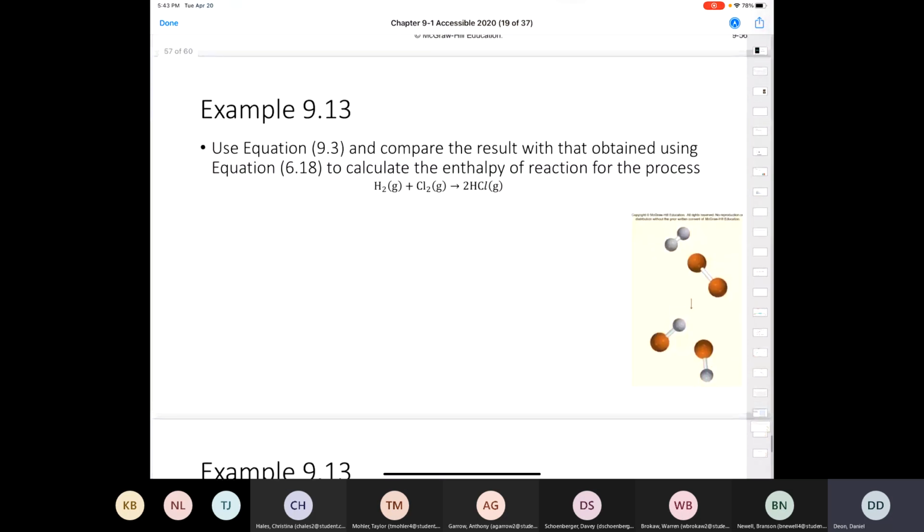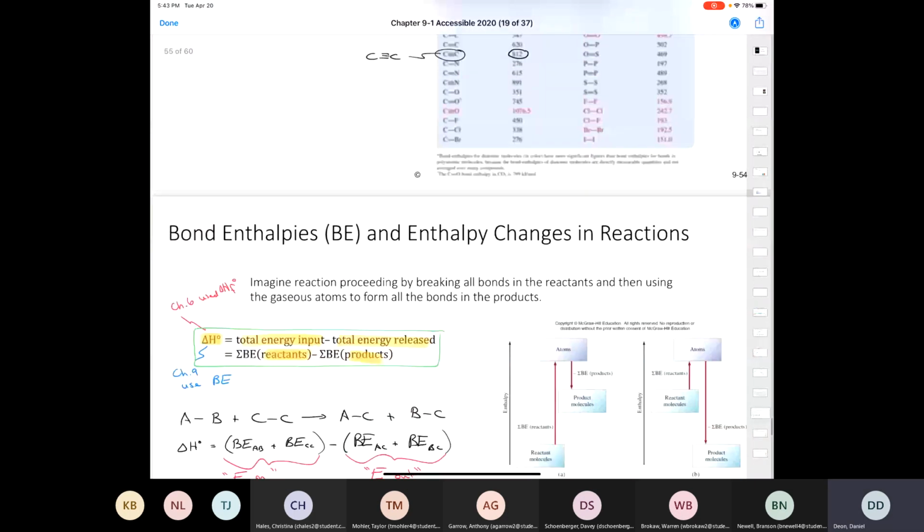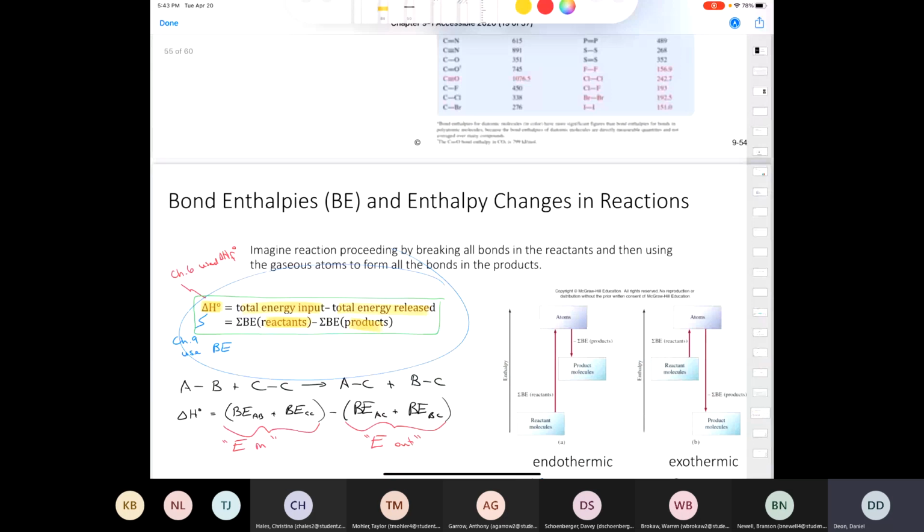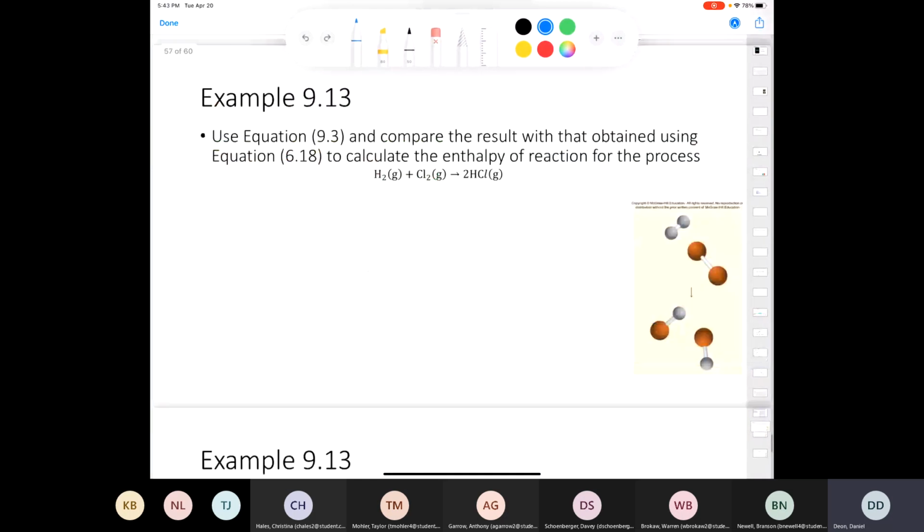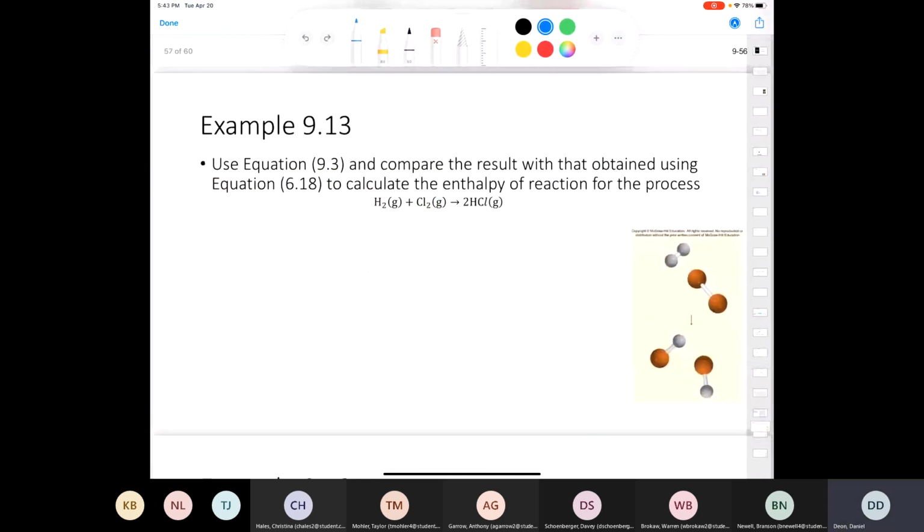Well, let's take a look at a couple more problems to finish off the chapter. It says, use equation 9.3, which is this equation right here. We're going to use that equation to compare the result that was obtained using equation 6.18, which is basically using delta HF, standard heat of formation constants, to calculate the enthalpy of the reaction process that's shown here. Well, I'm just going to do the chapter 6 bit kind of quickly here, right?